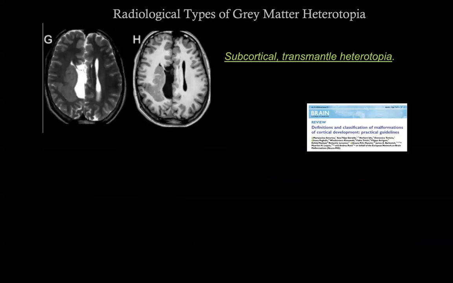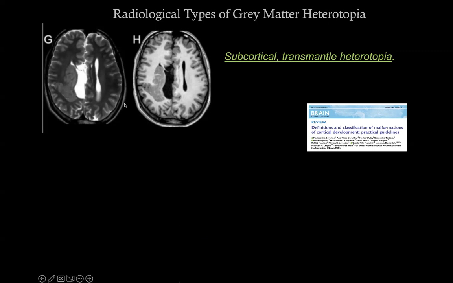Finally, the subcortical transmantle heterotopia is a blob of gray matter going from the cortex to the ventricles, associated with other malformations. Look at the dilatation of the ventricle, and this horizontal curve of the ventricle implies that there is no corpus callosum. Very, very important. Often this kind of gray matter heterotopia will be associated with a prenatal insult.